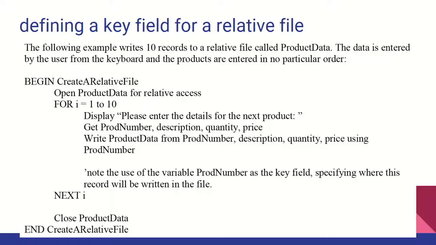So what we do instead is use a key field which will be searched for. If you search for a key field and find it, that's the value I want, there's your key field. So once again, display: please enter details for the next product number, description, quantity, price, and write that value. The use of the variable product number is a key field specifying where this record will be written in the database, which is really cool, because instead of reading through everything, I'm going to go into position 7: 1, 2, 3, 4, 5, 6, 7, right. So it's just randomised access, much faster.